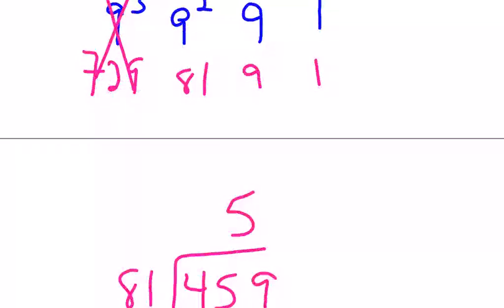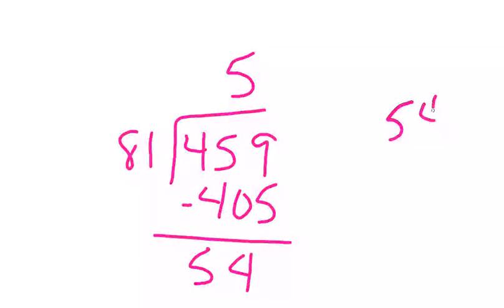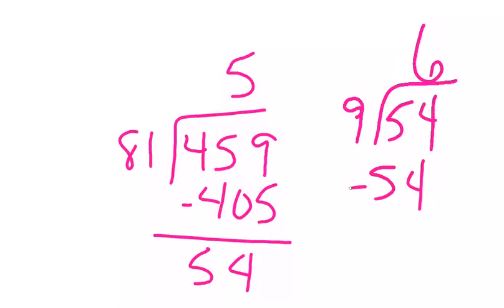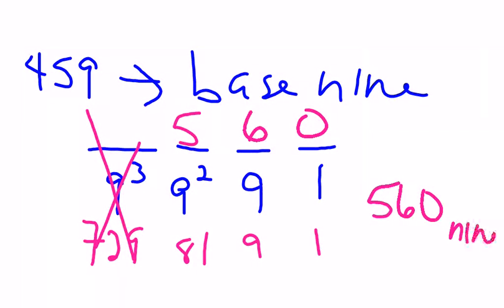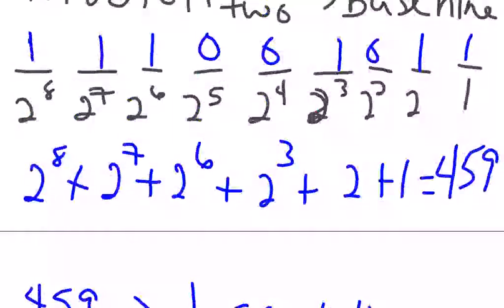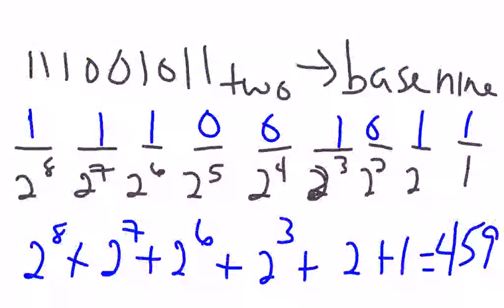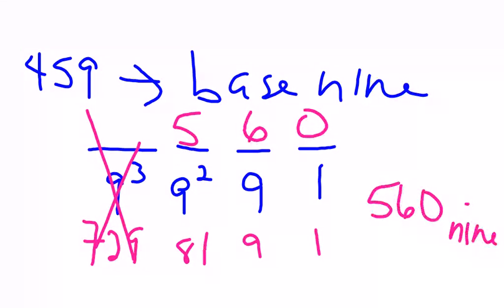Next place value is 9. So we do 54 divided by 9. That goes in 6 times, and that one is even. So that means our ones digit is 0. So 6 and a 0. So our final answer is 560 base 9. So if we look back, our number 11001011 in base 2 becomes 560 in base 9.